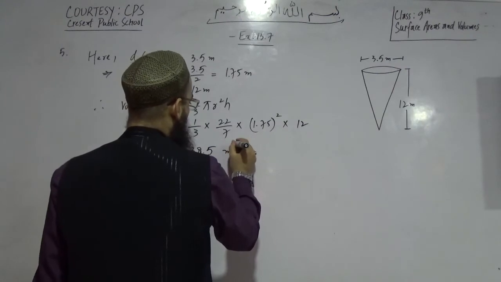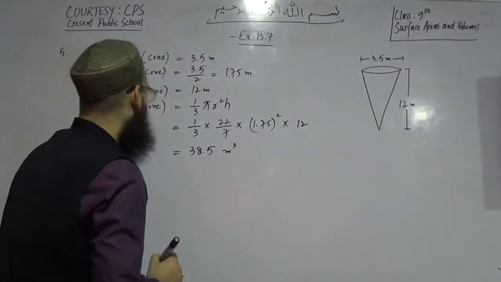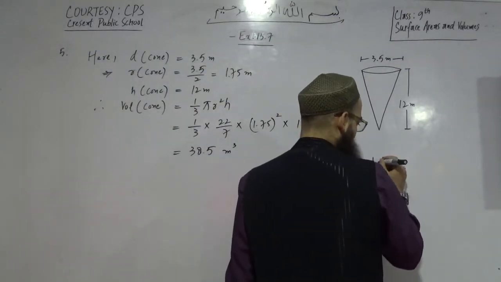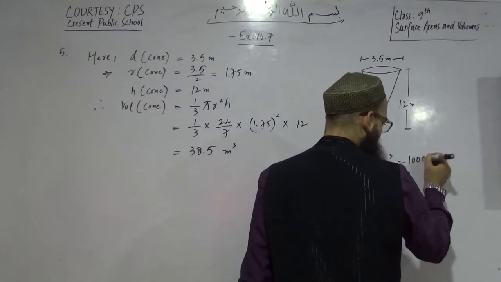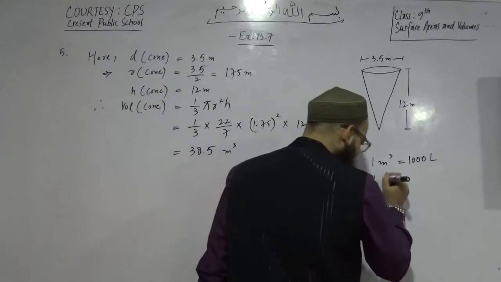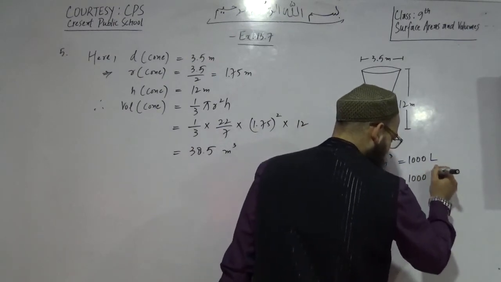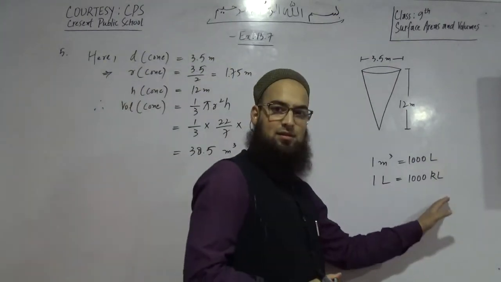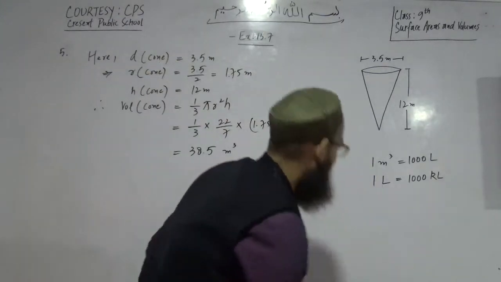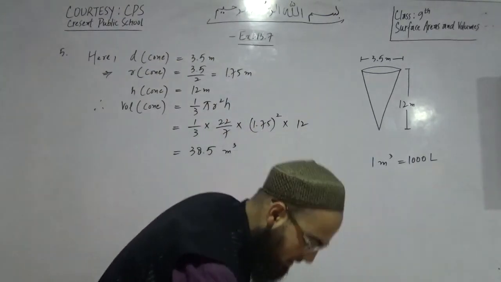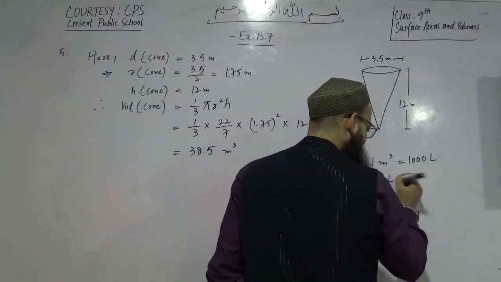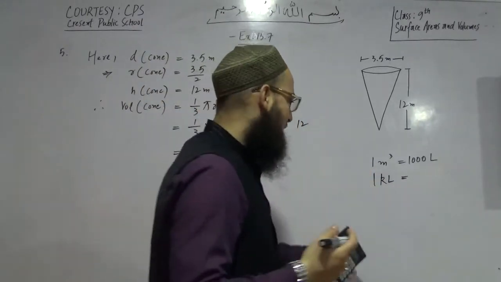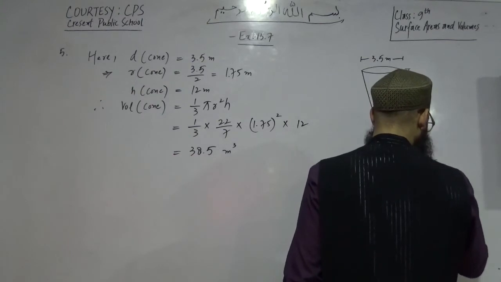cubic meters. Now there's a catch. See, 1 cubic meter is 1000 liter. 1 liter is 1000 kiloliter. Sorry. 1 kiloliter, because kilo is 1000, like 1 kilometer is equal to 1000 meters. Similarly, we have 1 kiloliter is equal to 1000 liters.